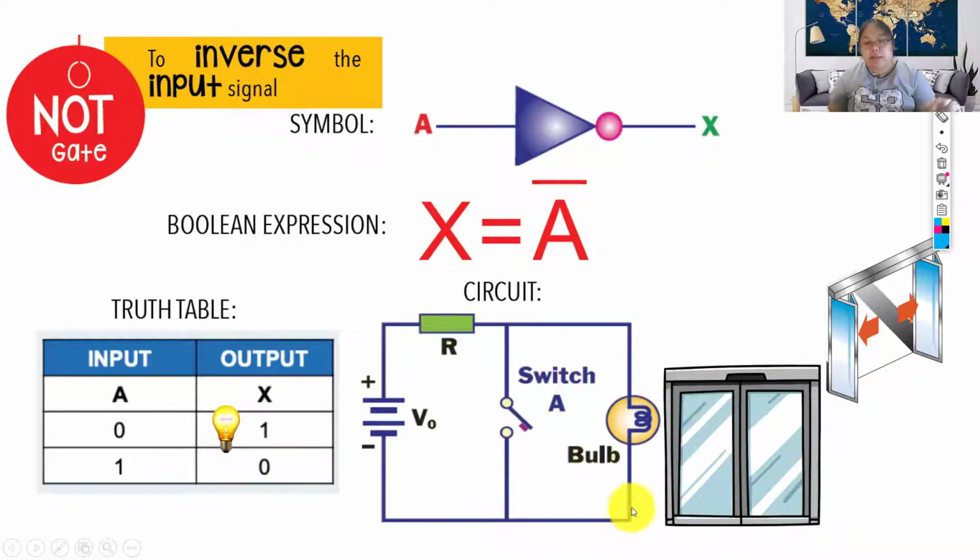The circuit is a bulb and a switch in parallel. If A is open, that means the current must pass through the bulb, so the bulb lights up. If switch A is closed, that means 1, and the bulb surely cannot light up. This is a short circuit, so the current just passes through switch A and goes back. So this is what we call the NOT gate.